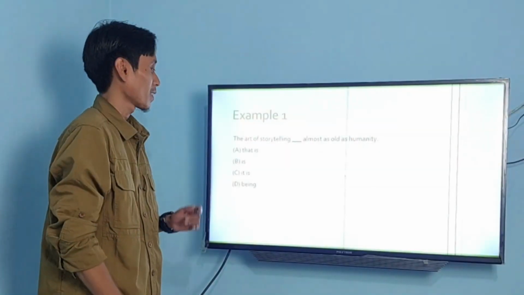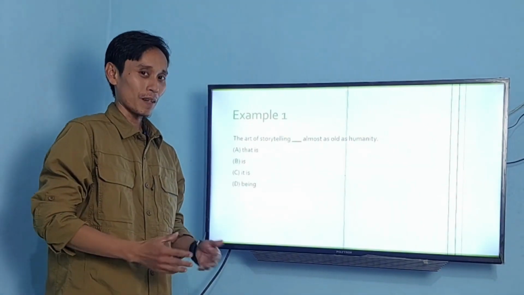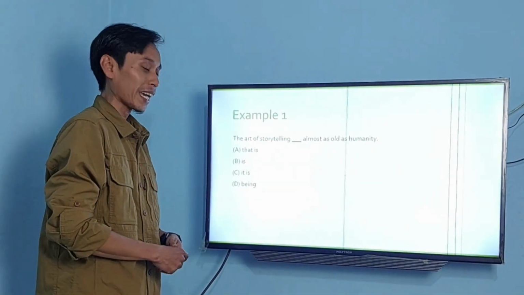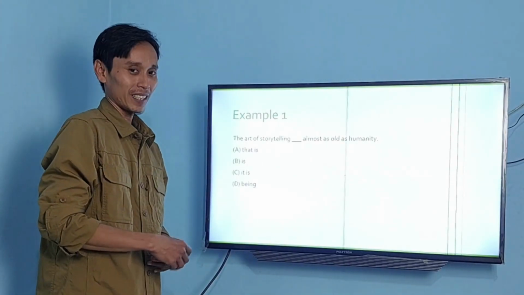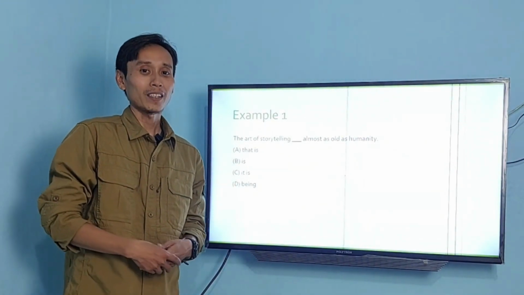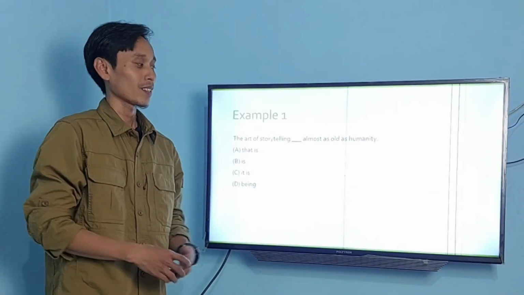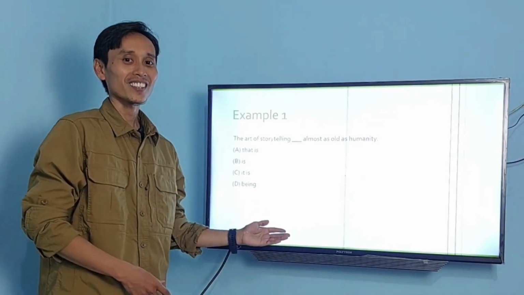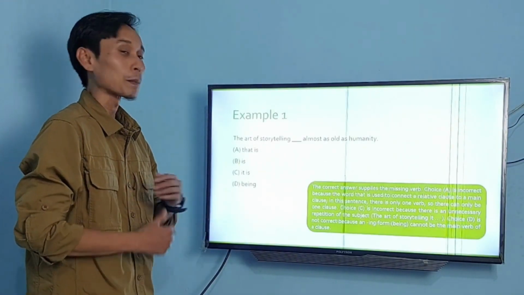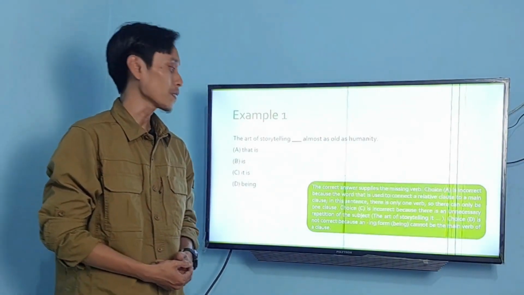Example number 1. "The art of storytelling, blah blah blah, almost all as unity." A, that is. B, is. C, it is. D, being. Which one is the correct answer? Yes, that's true. The answer is B.